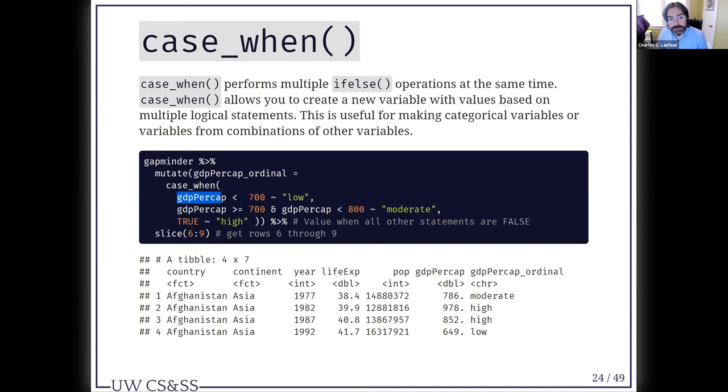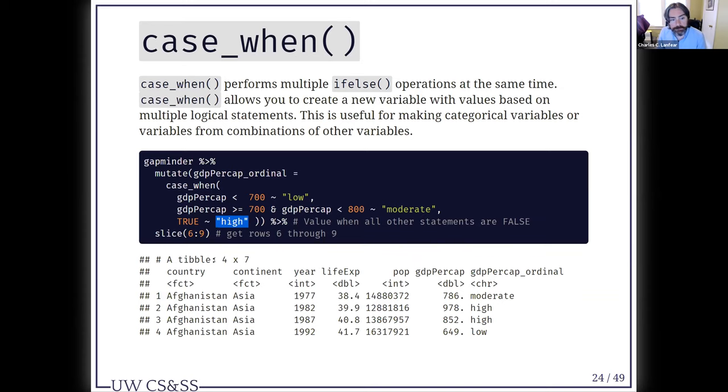Okay, if this statement is false, it goes to the next line. So it goes down here. So let's say GDP per capita is actually 900. This is going to return a false, so it goes here. Now it's going to say if GDP per capita is greater than or equal to 700 and below 800, so if it's between 700 and 800, assign moderate. But let's say it's 900. This returns a false, so it goes down to the next row. This is just true. This is true no matter what. So if this is false, this is false, any value that remains is going to get assigned a high.